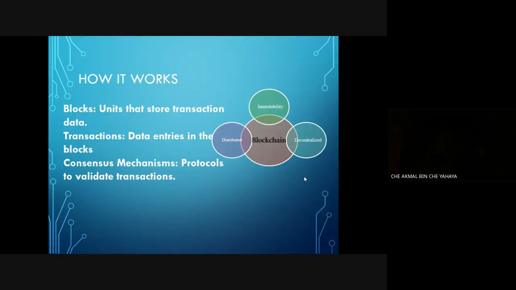Next one, transaction data entries in the blocks. It means that any transaction that occurs during that second will create one data entry record under an index number. And last one, consensus mechanism. It means an agreement. Consensus, in other words, is the agreement protocol to validate a transaction. After these three things, the blocks will be chained to each node. So this can be distributed, immutable and decentralized.